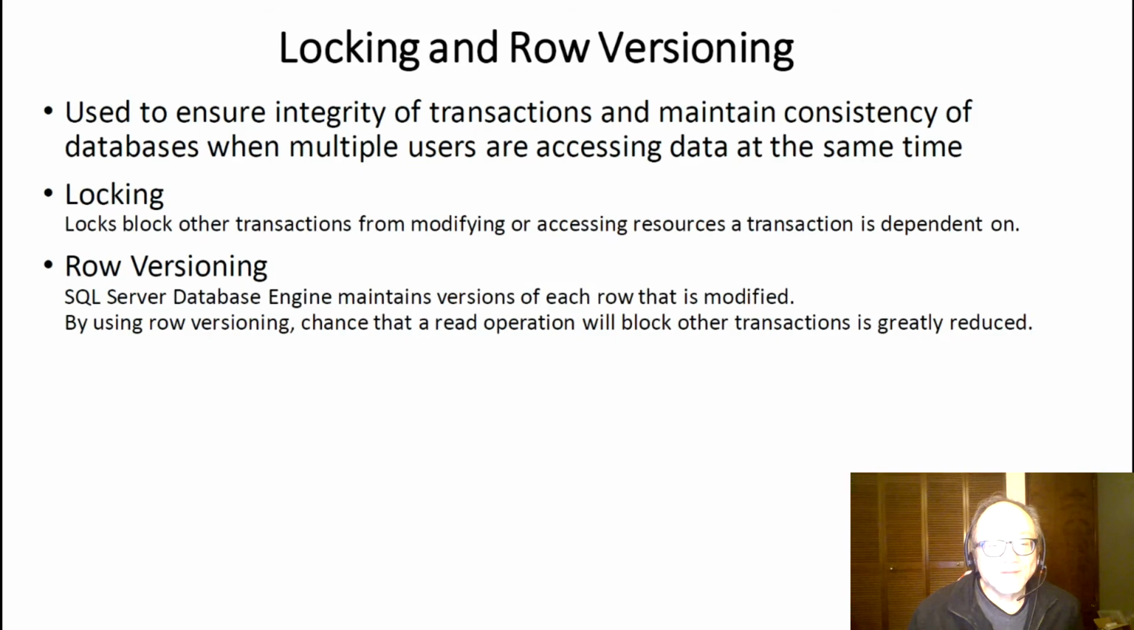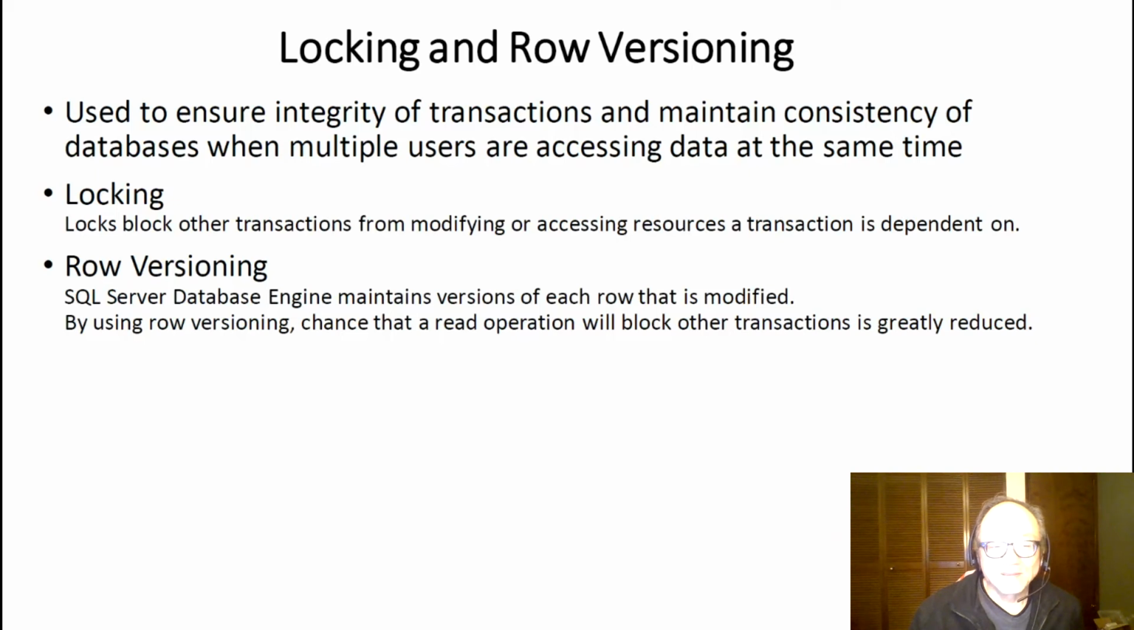In a database environment, we use locking and row versioning to maintain the data integrity and data consistency. With locking, we use locks to block other transactions from modifying or accessing resources a transaction is dependent on. With row versioning, we will make a copy of a record or take a snapshot of a record when the record is modified.